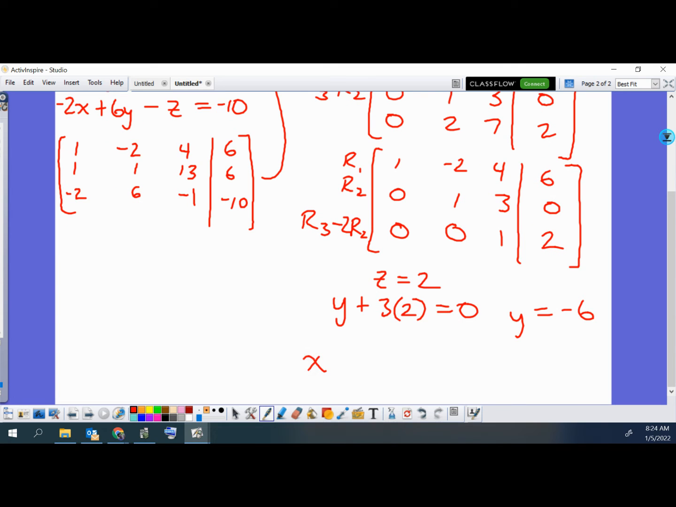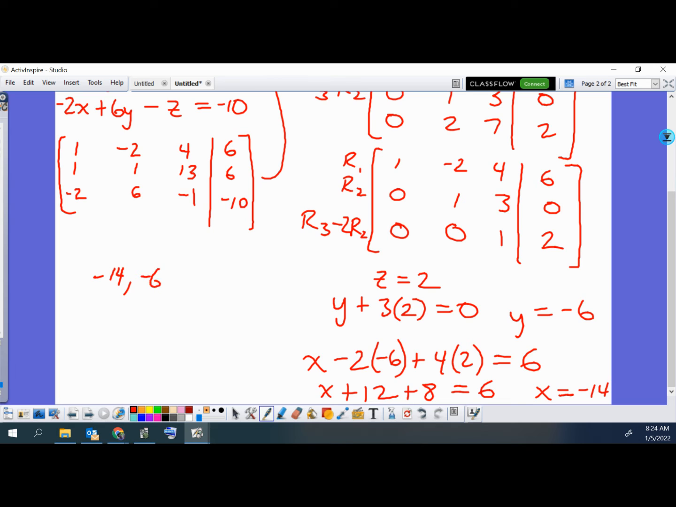Then we go up one more row there. We get 1x minus 2y. Well, y is -6. And then plus 4z equals 6. So I have x plus 12 plus 8 equals 6. That's 20. So x equals -14. And so my solution, my answer is -14, -6, 2.